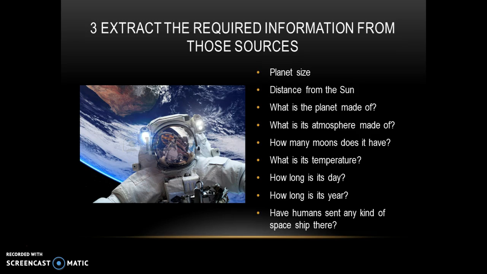Maybe it has different temperatures at its poles. How long is its day? So basically the day is the amount of time that the planet spins on its own axis. Some of the planets spin in very interesting ways. For example, Venus spins the opposite way. Some of the planets are at weird angles. So tell us about that. How does it spin? How long is its year? That's how long the planet takes to travel around the sun.